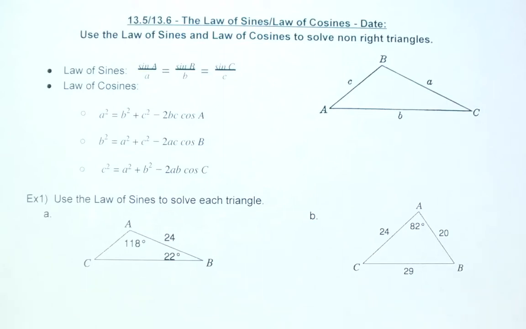Okay, law of sines and law of cosines. I believe a lot of you did this in geometry last year. If you haven't, that's okay, but for some of you, it might be a review. Law of sines is 13.5, law of cosines is 13.6.